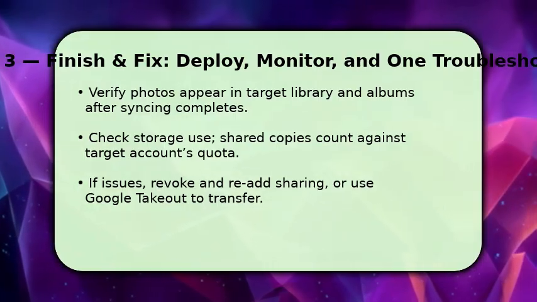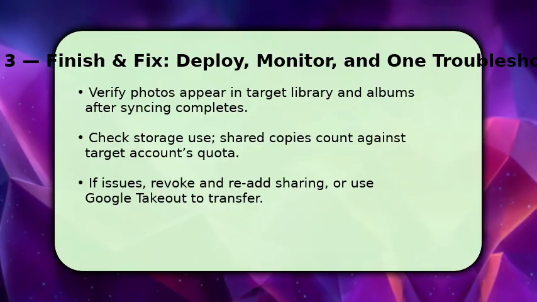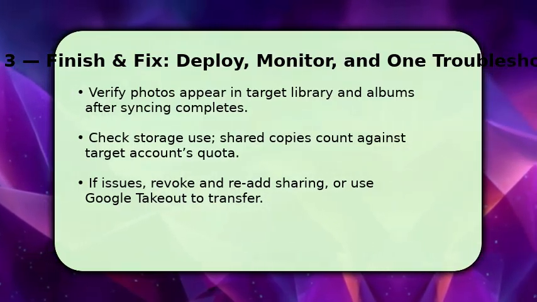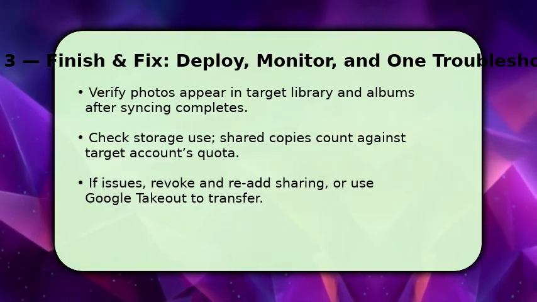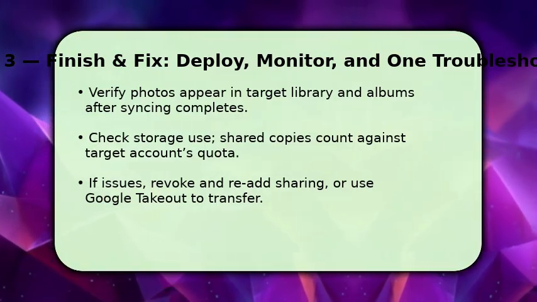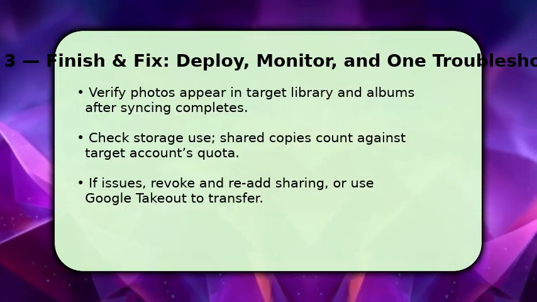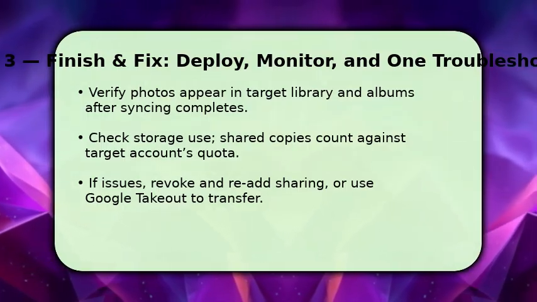Free space matters. If you notice missing items, duplicates, or failed syncs, revoke partner access and re-add it, or use Google Takeout to export and import full archives. One key tip: clear cache. Sign out and back in on both accounts before retrying to resolve common glitches.